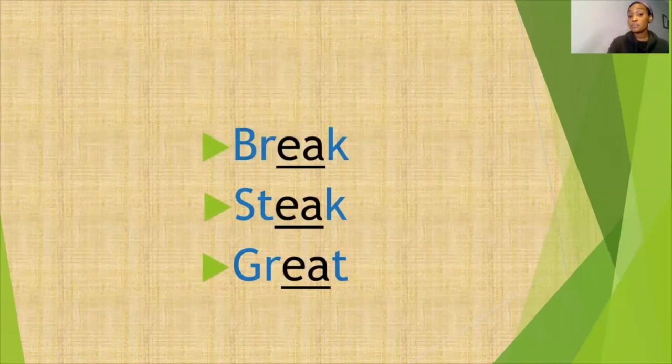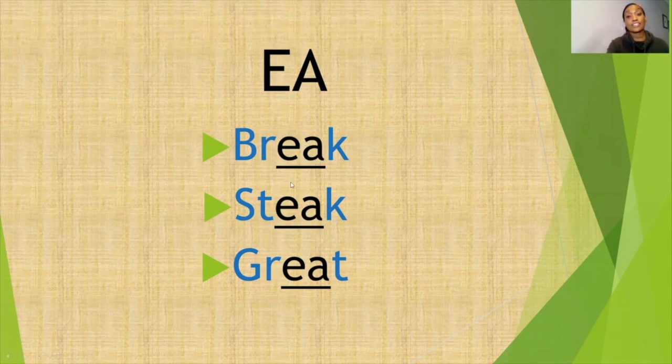And then we have another spelling. What sound does that make? E-A makes a long A sound. E-A. These three words are break, steak, great. Break. Steak, great, steak, that's my favorite.